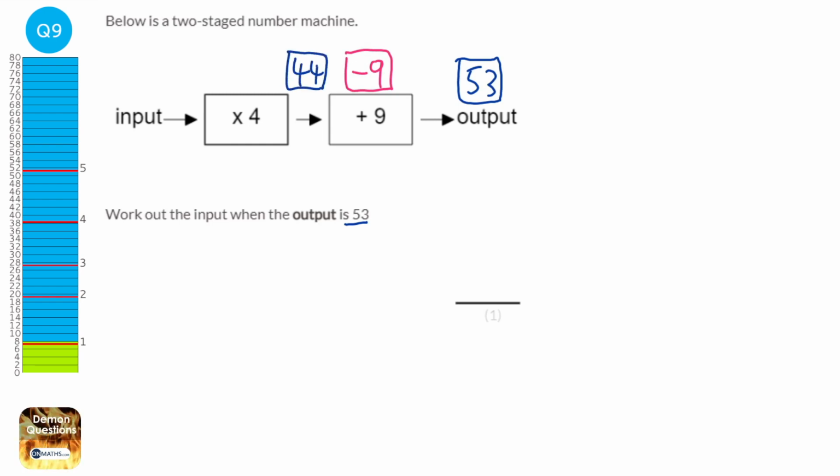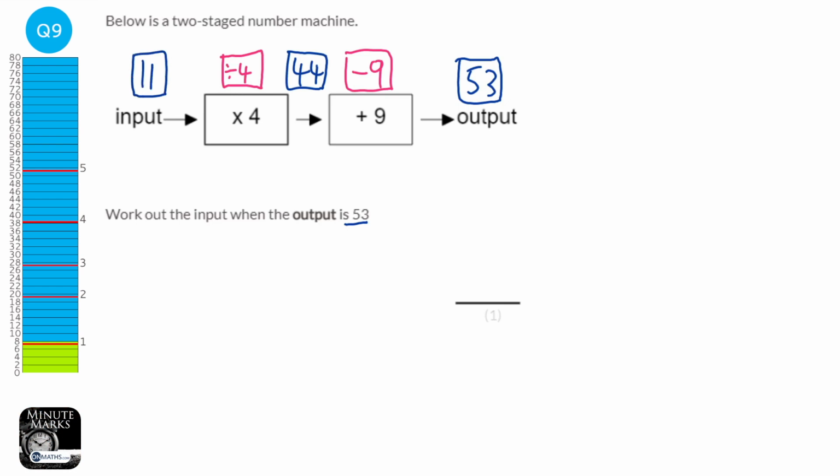Now we can check that by going the other way. So 44 plus 9 is 53, so that works. The next one says times 4, so the opposite would be divided by 4. So we're going to do 44 divided by 4, and that gives us an input of 11.